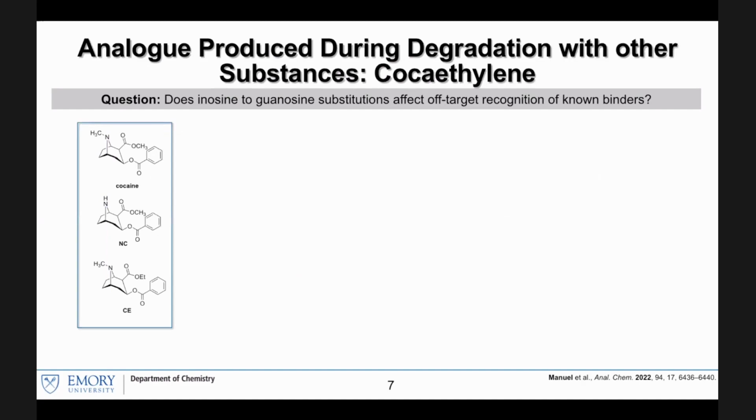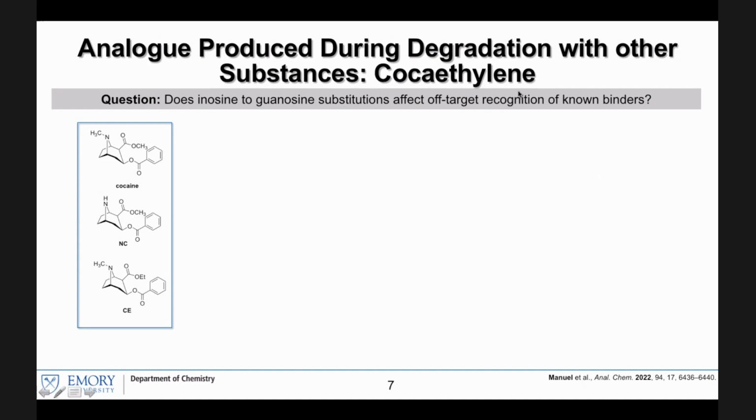We also wanted to determine whether or not inosine and guanosine substitutions would affect off-target recognition of known binders. So 2 other analogs of cocaine are norcocaine and cocaethylene. Both of these are known to be bound by the parent aptamer. And so we decided to see if we could also tune this recognition.